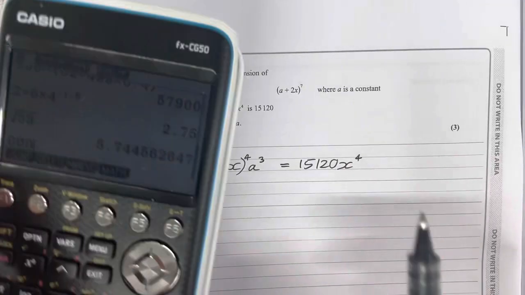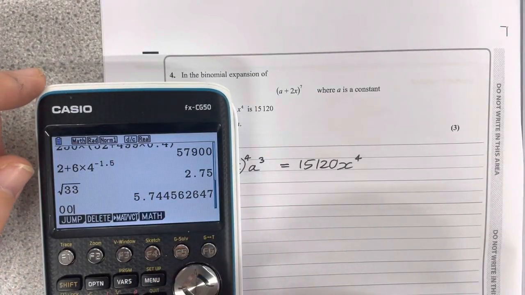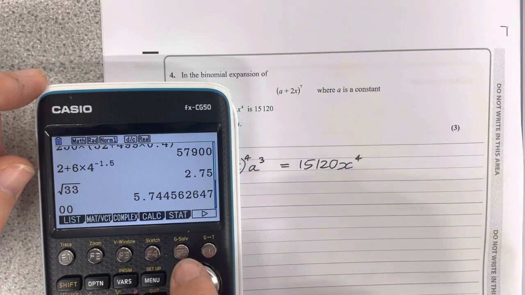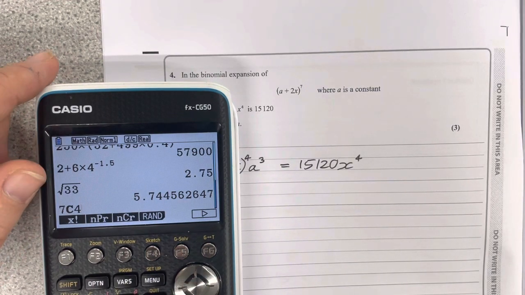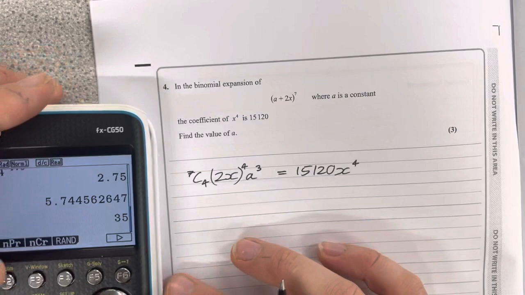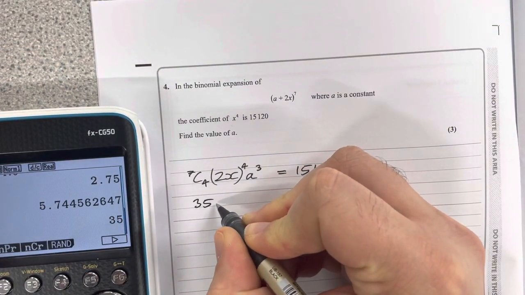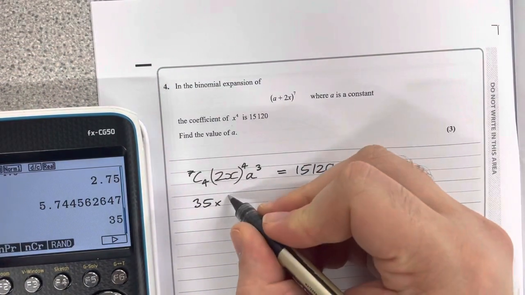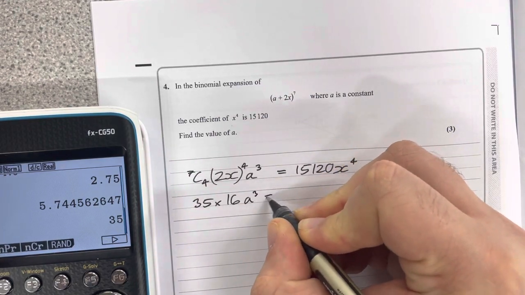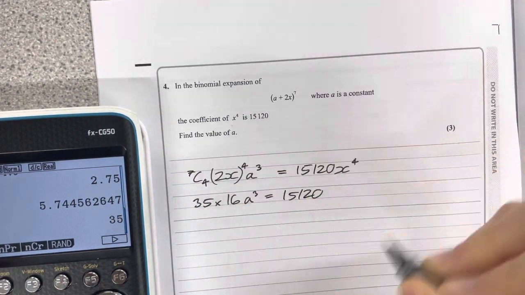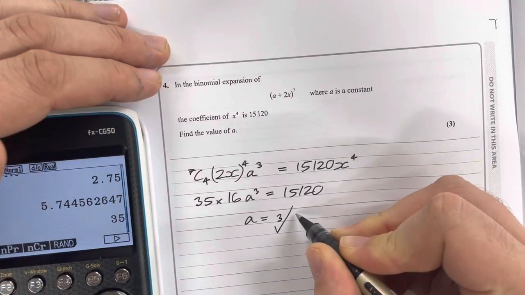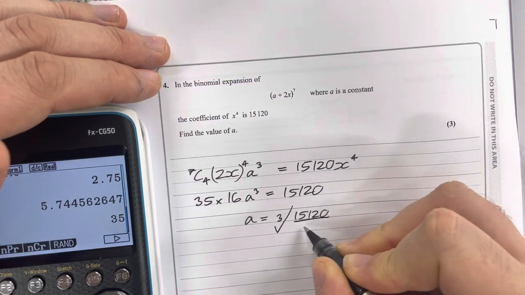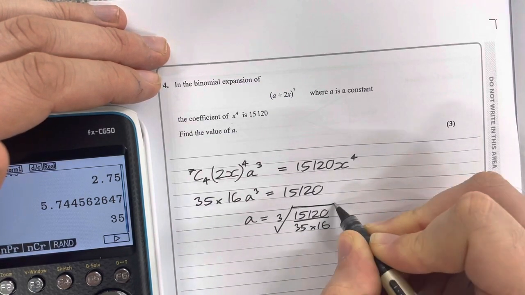So 7 choose 4, again, that could be calculated on the calculator. So if we go to option, statistics, nope, probability, and nCr, so 7C4. Okay, a bit easier to find on the FX 991s, but we get that it's 35. Or you can use Pascal's triangle. 2 to the power 4 is 16. A cubed equals 15,120, and I got rid of the x to the 4s because we don't need that anymore. So a is therefore the cube root of 15,120 divided by 35 times 16. I hope that'll be a nice number.